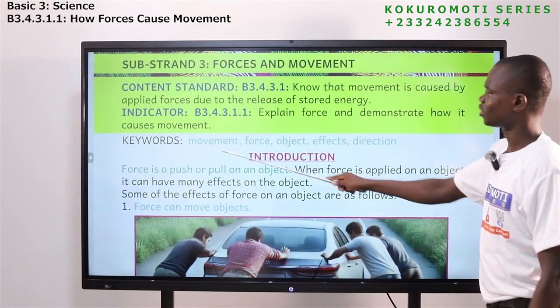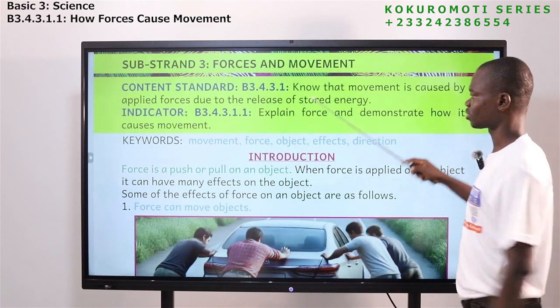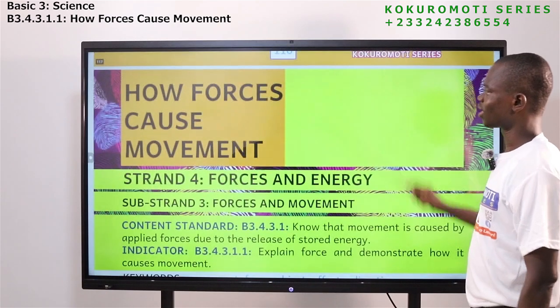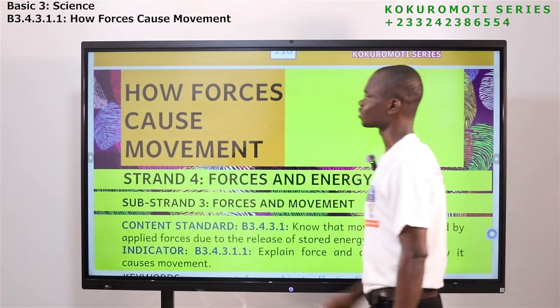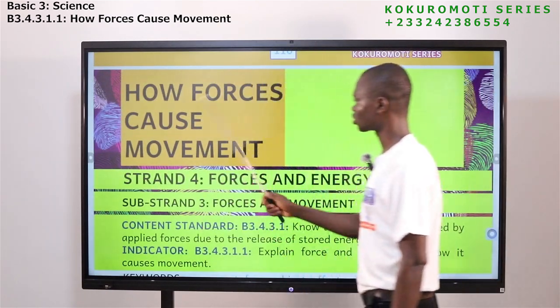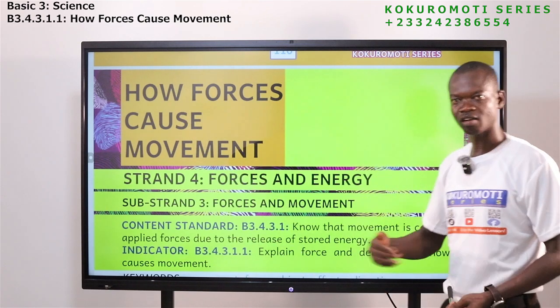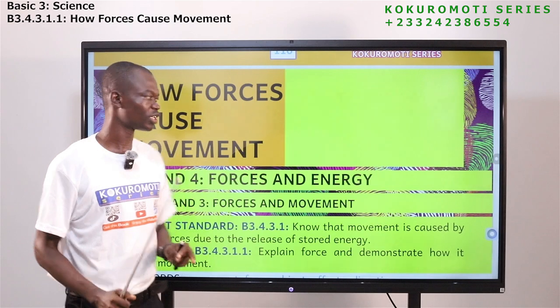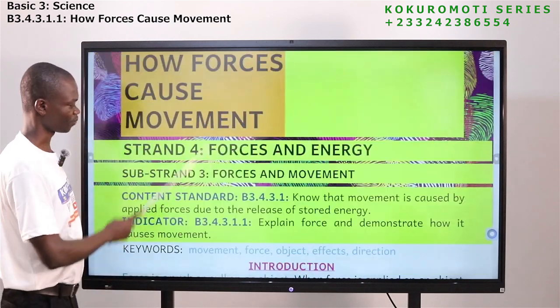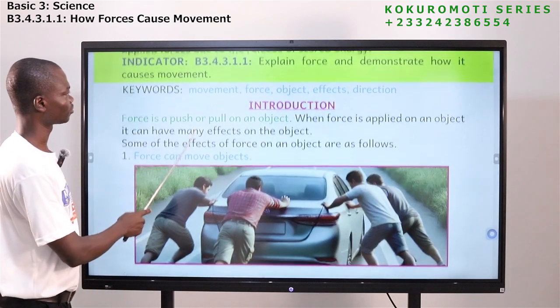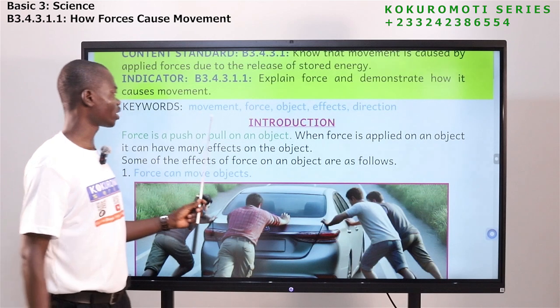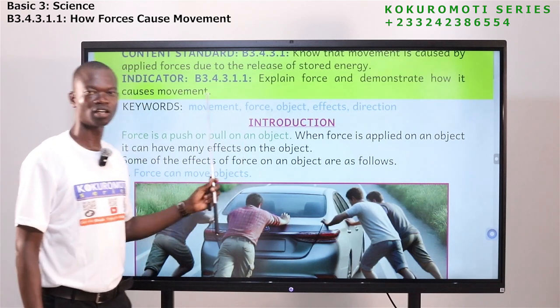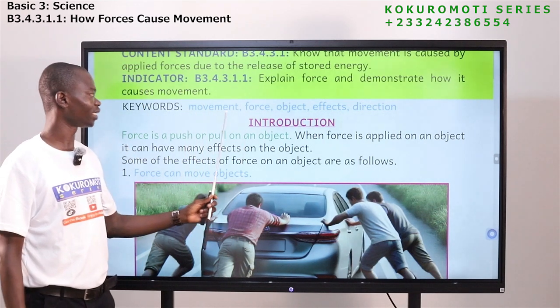These are the keywords. Before we come to the keywords, our main topic is how forces cause movements. I believe you will enjoy today's lesson. Now let's look at the keywords. The first one is movements. All of you, movements.